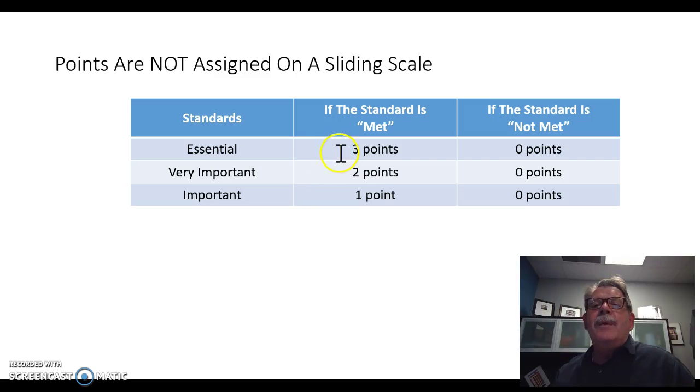So if an essential standard's met, it earns 3 points. If very important, it earns 2 points. If they're not met, they earn 0 points.